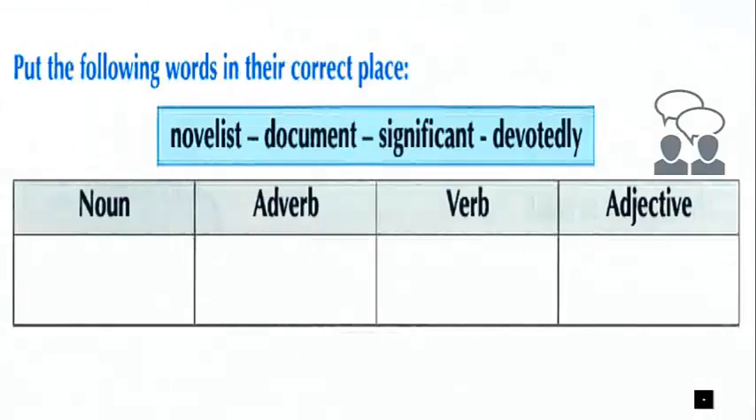Now let's go to another exercise. Put the following words in their correct place. You have 4 words that are novelist, document, significant, and devotedly. And you have 4 columns: noun, adverb, verb, adjective. Now pause our video and take your time.